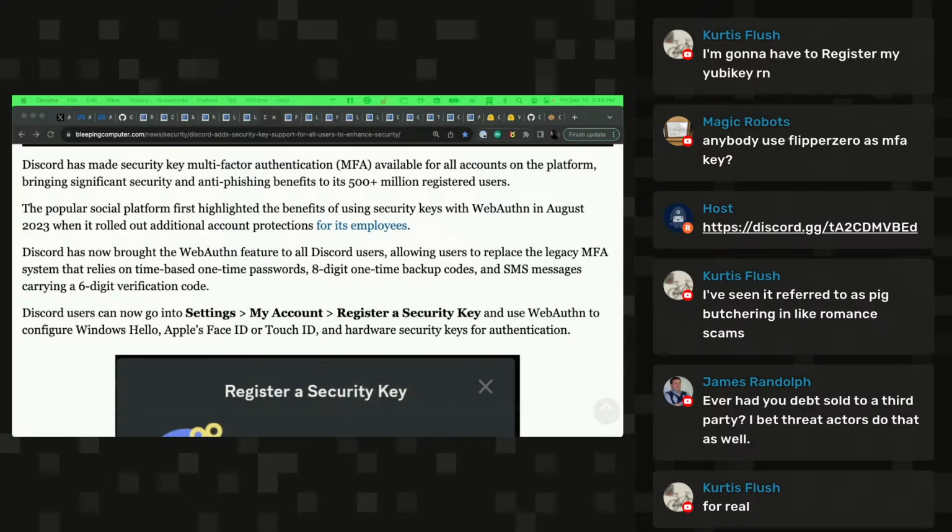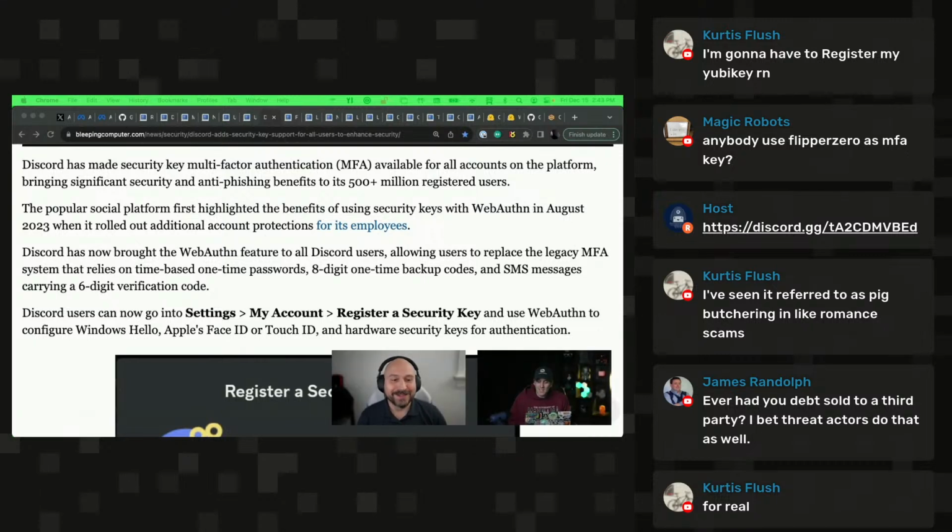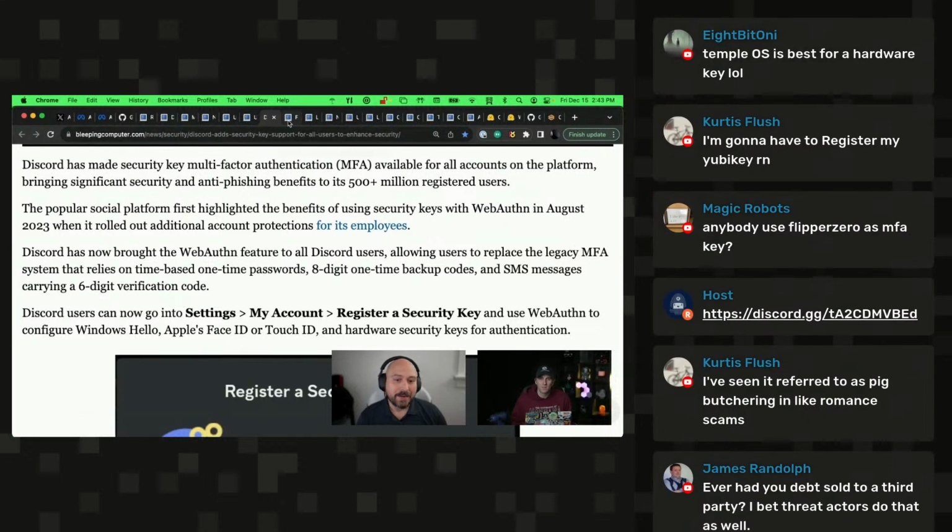I'm going to have to register my YubiKey right now. Highly recommend it. I see some people also using their Flipper Zeros as an MFA key. Maybe you could do that. I wouldn't do it. I would use my phone before I would use a Flipper. But you know, I don't know how robust the authentication on the Flipper is, but we'll see. MFA is better than no MFA though. That's true.